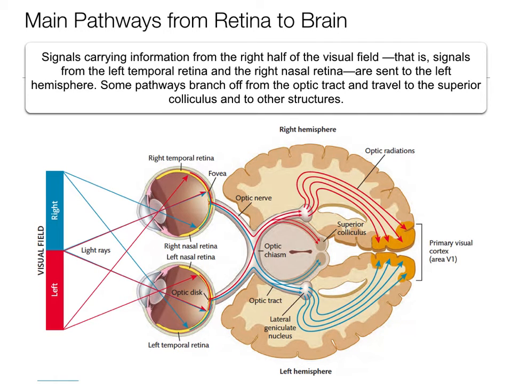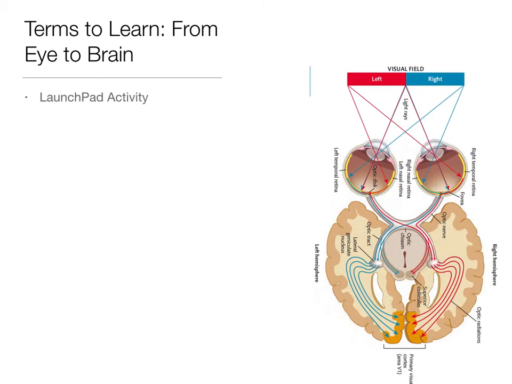And finally, again, we'll have the information from the left temporal area and the right nasal retina area sent to the left hemisphere. So again, we have that contralateral organization, where the information from the left visual field is sent to the right side of the brain and the information from the right visual field is sent to the left side of the brain. There's a Launchpad activity that will walk you through these different areas, and we'll talk about this contralateral organization.